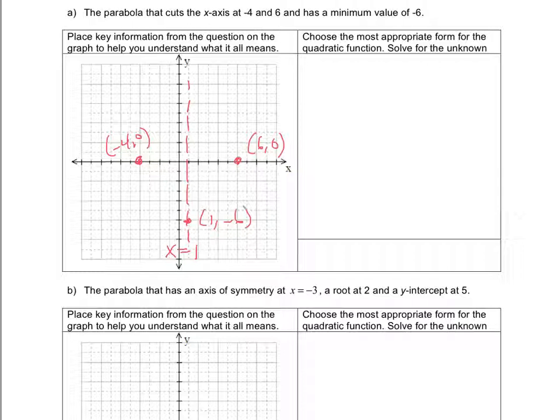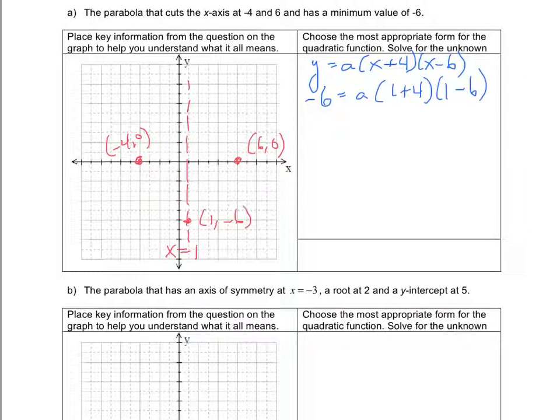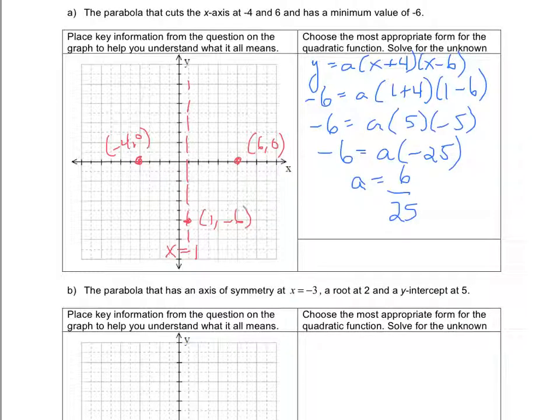Now that I have this information, I can figure out which form I want to use. In this question, because I have the zeros and I have the vertex, I could pick either form, vertex form or factored form. I'm going to choose to do it in factored form. So I place in my factors into the brackets, and I'm going to use my vertex as my point. So negative 6 is equal to a(1 plus 4)(1 minus 6). I'm going to solve for a now. When I do so, I get a is equal to 6 over 25.